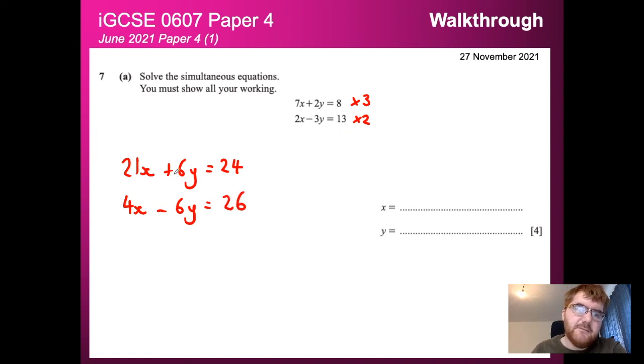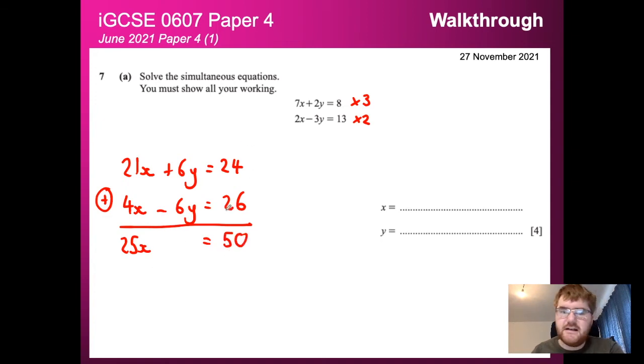Now because these symbols are different, we're going to add the two equations together, because notice 6y plus minus 6y is going to equal 0. So 21x plus 4x is 25x. As we just said, 6y plus minus 6y is equal to 0. That disappears. And then 24 plus 26 is equal to 50. You can check any of these calculations on the calculator.